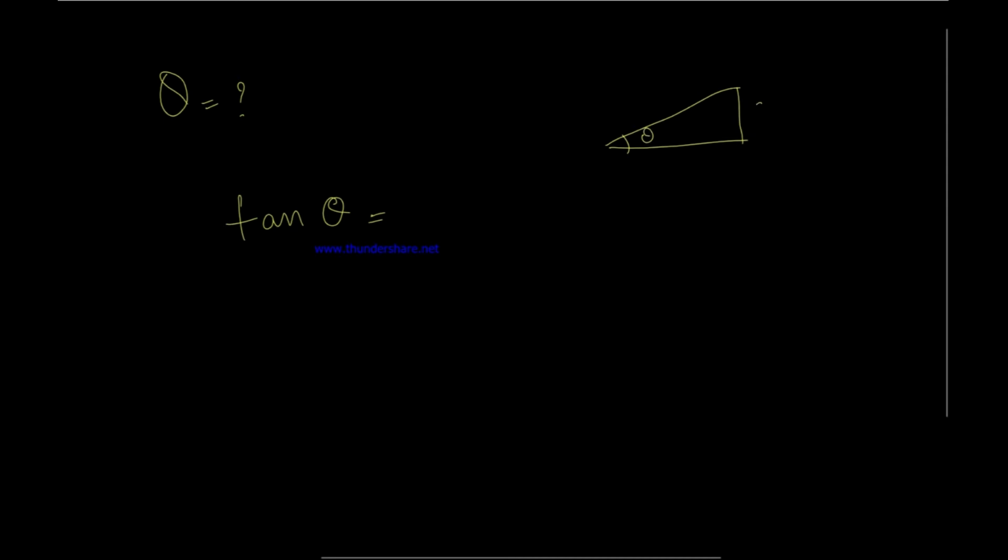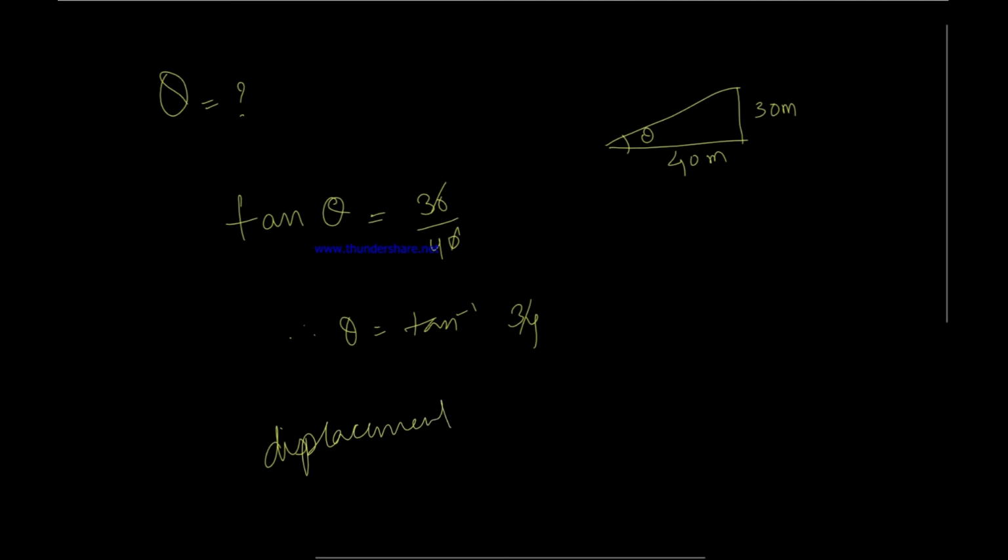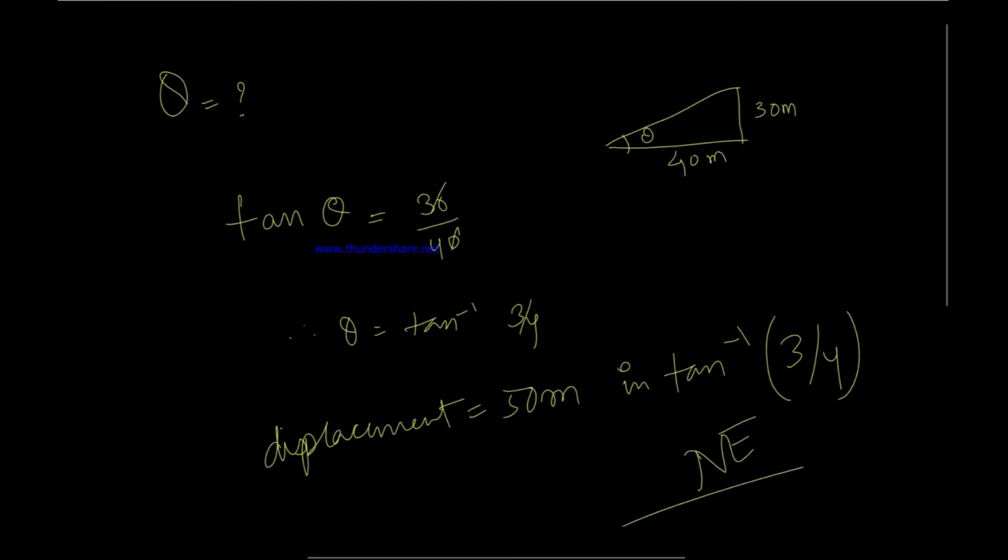We know that the perpendicular distance is 30 meters divided by 40 meters. So we get the value of tan theta to be 30 by 40 equals to 3 by 4. Therefore theta is tan inverse of 3 by 4. Thus we can write the final answer that the displacement of the man is 50 meters in tan inverse 3 by 4 northeast direction. And that is the final answer.